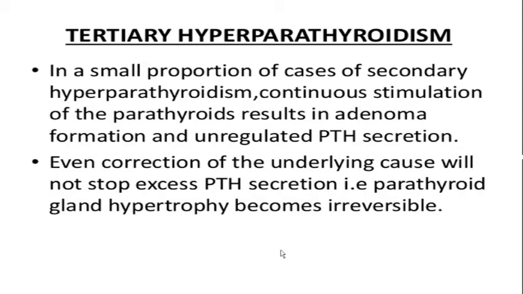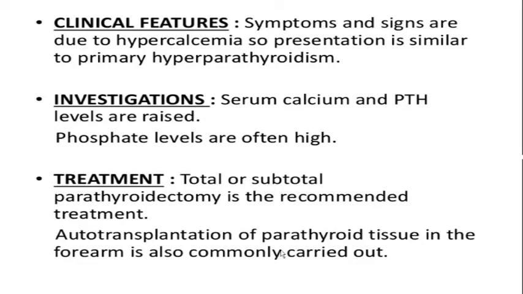Tertiary hyperparathyroidism: there is a continuous stimulation of the parathyroid, which results in adenoma formation and unregulated PTH secretion. So even after the correction of the underlying cause, it will not stop excess PTH secretion, and so the parathyroid gland hypertrophies and it becomes irreversible. Here, the serum calcium and PTH levels are both raised, and phosphate levels are very high, and the treatment of choice again is total or subtotal parathyroidectomy.